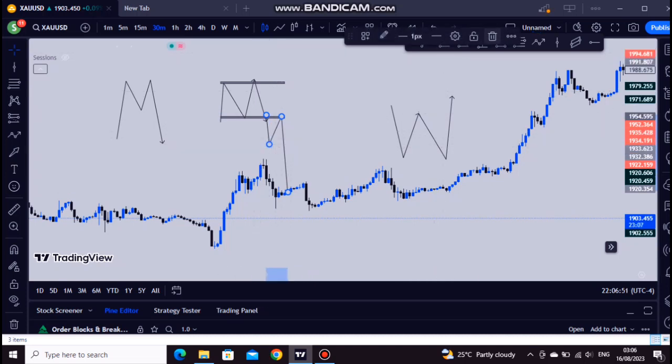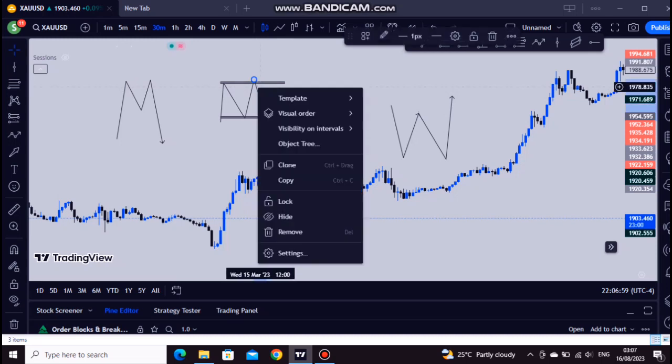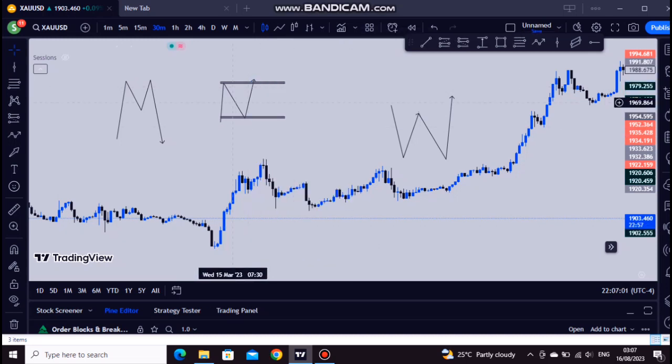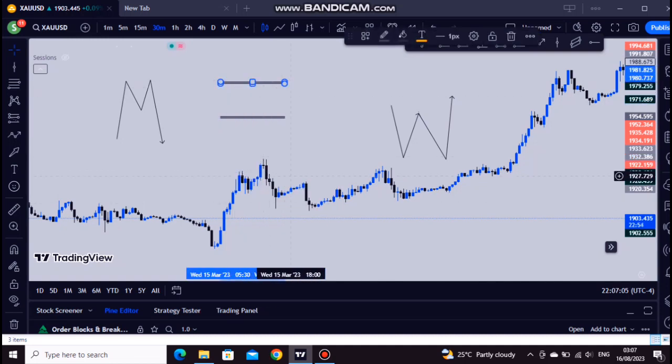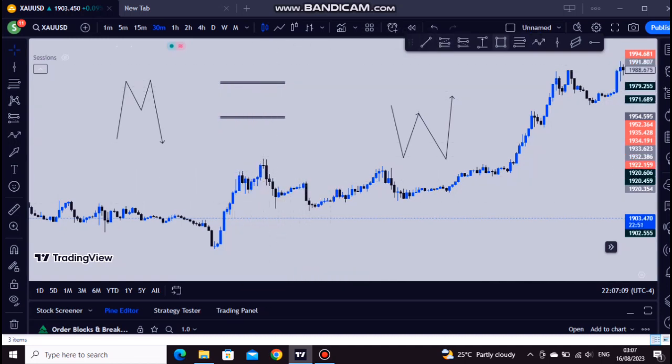The same thing applies to the M pattern. Let me delete all of this. So the same thing applies with the M pattern. Once we have something like this, we have to wait for a breakout to the upside, then a retest on the neckline, then a push to the upside. So that's the way we are going to be trading these two trading strategies.